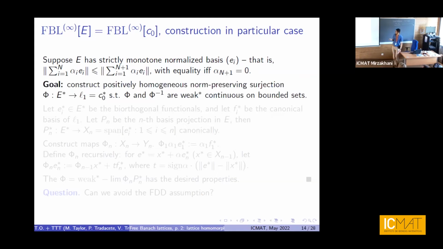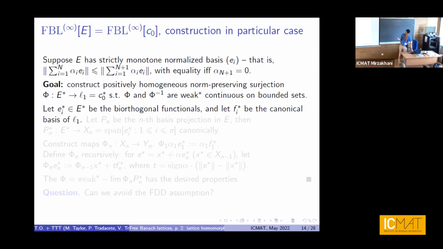And the goal, I call it a construction, is that if E has this strictly monotone basis, then I want to construct a positively homogeneous surjection which preserves norms. It doesn't mean that it is an isometry. It just means that it preserves the norm of any given vector. It is not an isometry because it does not preserve distances. So you want to go from E star into L1, and you want to make sure that the map phi and its inverse are weak star continuous on bounded sets.